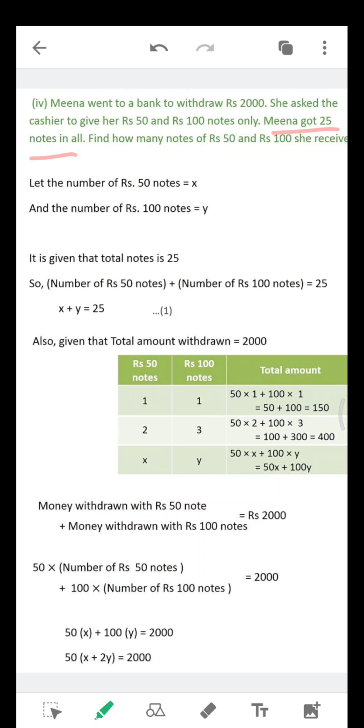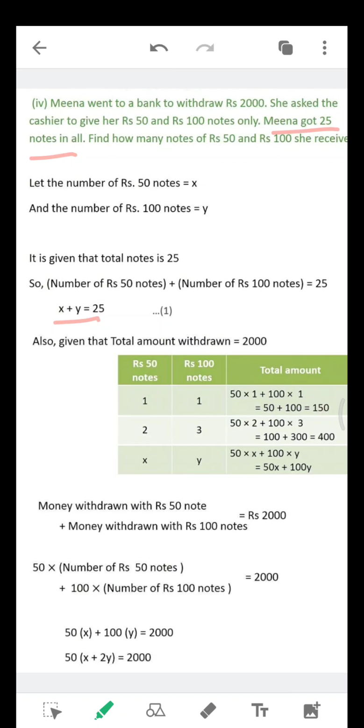So the number of 50 rupees notes and the number of 100 rupees notes are equal to 25. So what is x here? Number of 50 rupees notes. So I can write x plus y is equal to 25. This will be our first equation. Okay, what's our first equation? x plus y is equal to 25 is our first equation. Now it is also given that the total amount withdrawn is 2000 rupees.